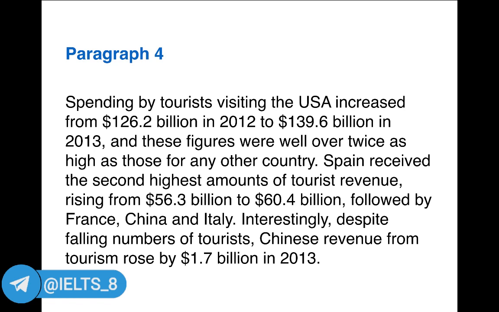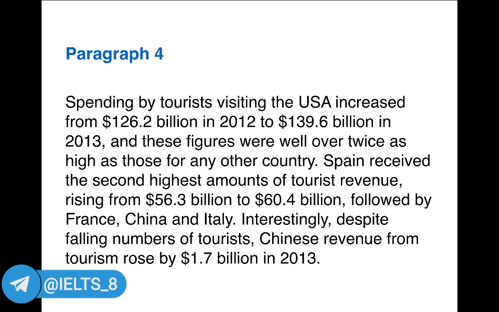Final sentence. Interestingly, despite falling numbers of tourists, Chinese revenue from tourism rose by $1.7 billion in 2013. That last sentence is nice because it links the numbers of tourist columns, which we talked about in paragraph 3, with the spending in paragraph 4. And there's a connection between those two things there. Whereas the Chinese numbers of tourists went down, the actual revenue, the income or the spending went up a bit, and I've mentioned that there.